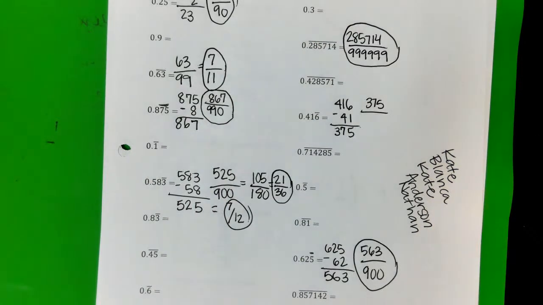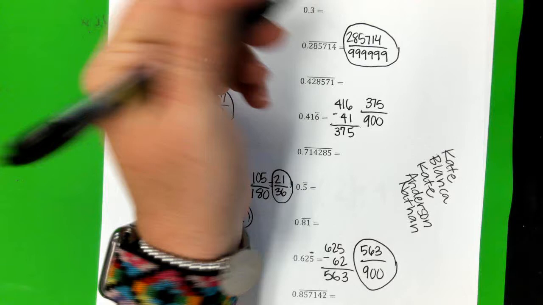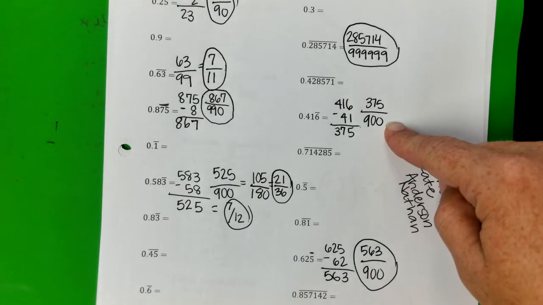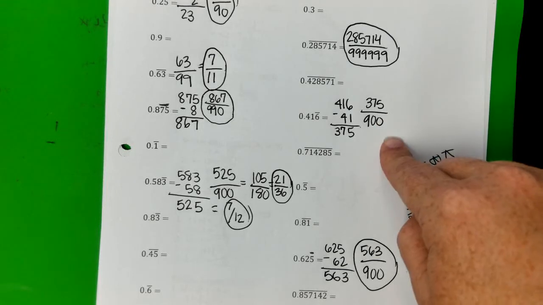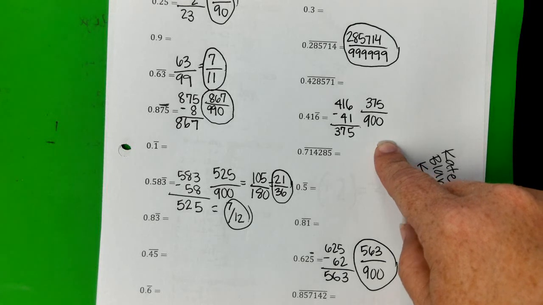375 over. How many 9s? 1 or 2? 1. How many zeros? 2. Excellent. Now, this one ends in 5 and 0. I know it can be simplified by 5, but it probably can be simplified by a larger number too. I'm not going to penalize you if you leave it like this, but if you divide it by 5, that's great too.